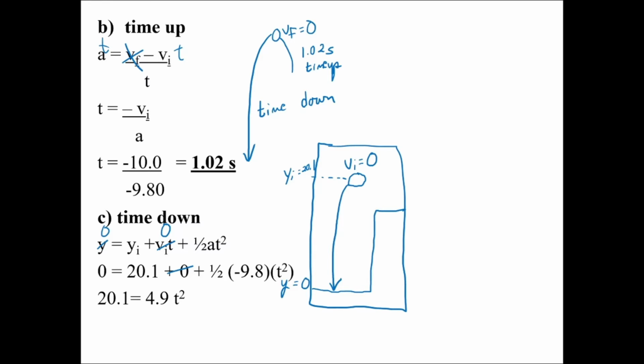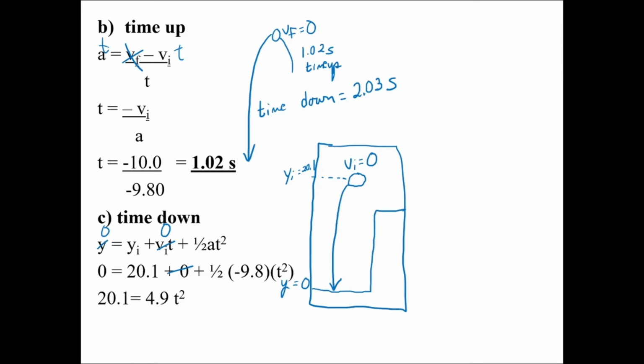20.1, well, that's close to 20. 4.9 is close to 5. 20 divided by 5 is 4. Square root of 4 is 2. And yeah, we get 2.03. So just estimating like this, we can get a really good idea that we're in the right ballpark here. And it makes sense. The time down is longer. In fact, it's almost twice as long. Just about twice as long, but it had a lot farther to fall.